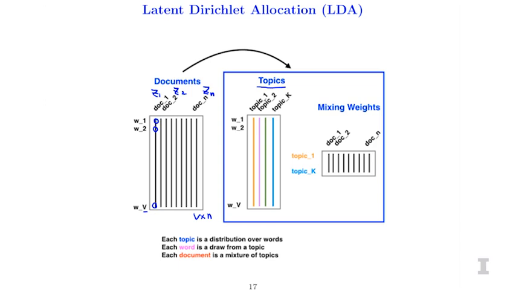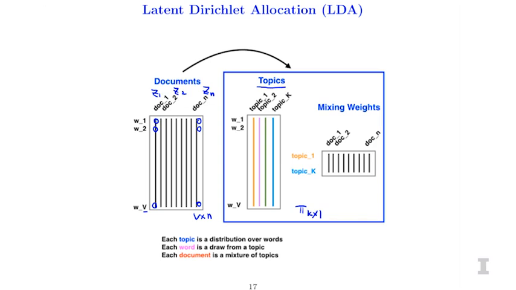And maybe for the last document, Z sub n, if it's equal to 2, that means all the words in document n can be regarded as IID draws from the multinomial distribution determined by the second topic. And we can also learn a mixing weight, which is K by 1, which basically models the distribution of those latent labels Z1 through Zn.